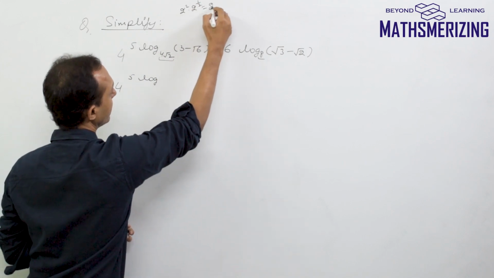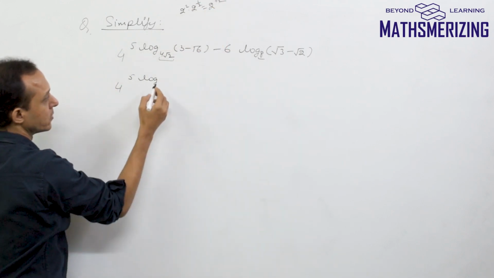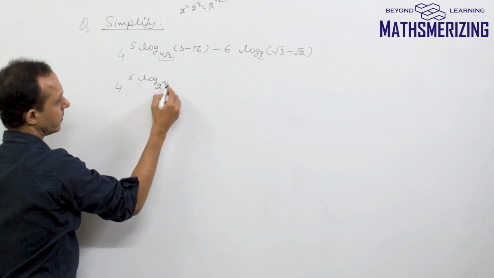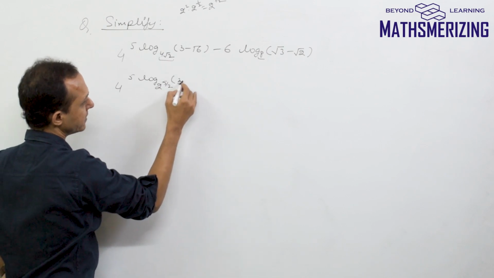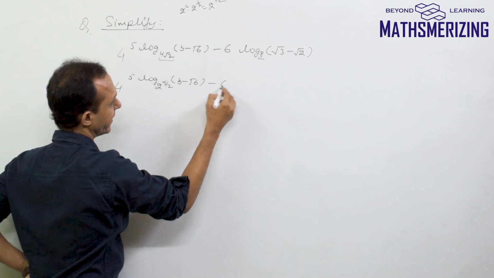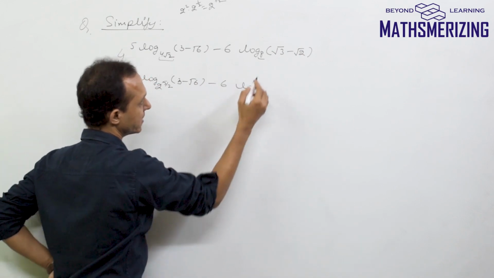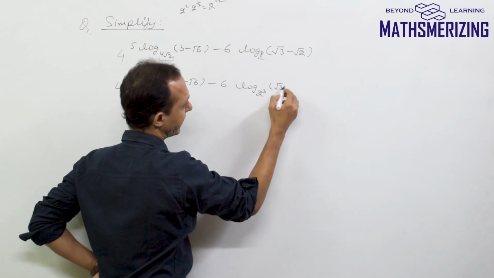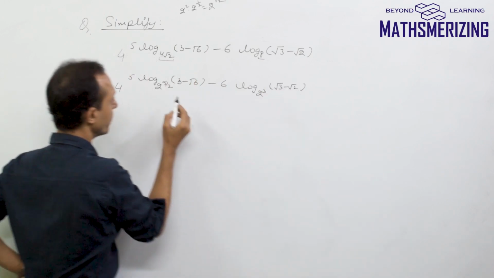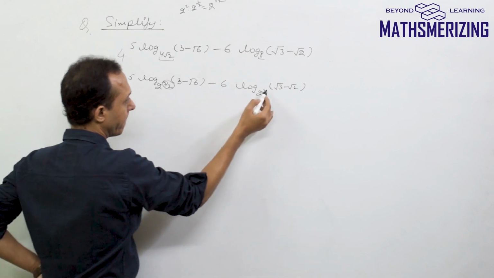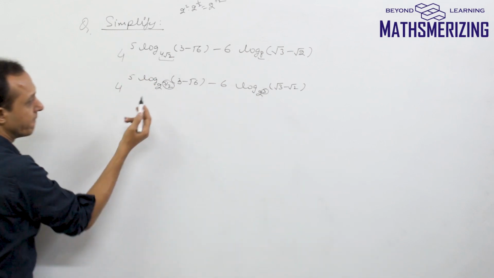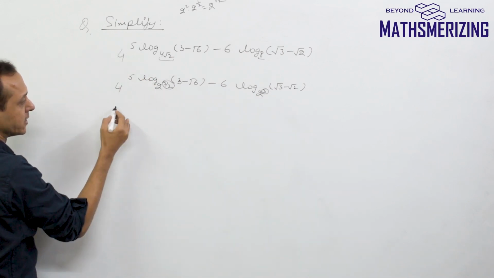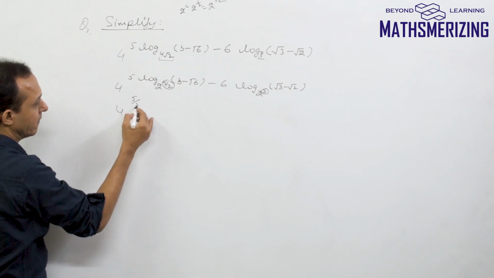So if I add the powers, I'll get 2 to the power 5 by 2. So this is 2 to the power 5 by 2, and the number is 3 minus under root 6, and then minus 6. This is log. I can write 8 as 2 cube, and this is root 3 minus root 2. Now I'll use the property where I can take the exponent of the base out, so it'll come in the reciprocal.